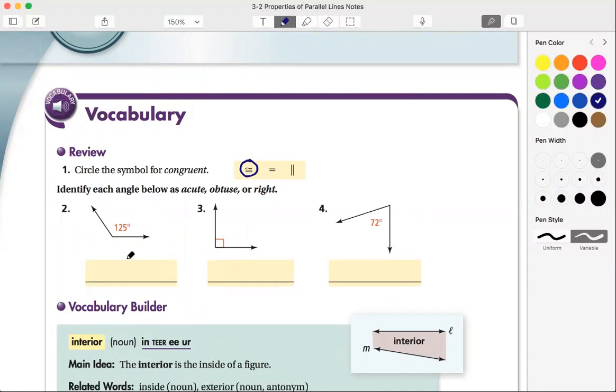For numbers 2, 3, and 4, we're going to identify each angle as acute, obtuse, or right. In number 2, we have a measure of 125 degrees. That's greater than 90 degrees, so this angle is obtuse. Number 3, this symbol indicates this is a right angle. And this angle here, 72 degrees, is less than 90 degrees, so this is acute.